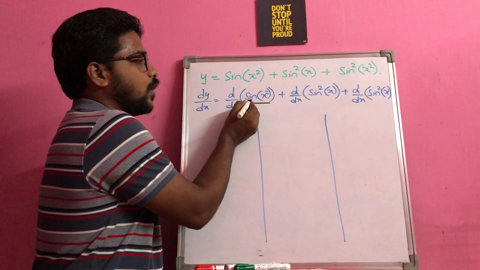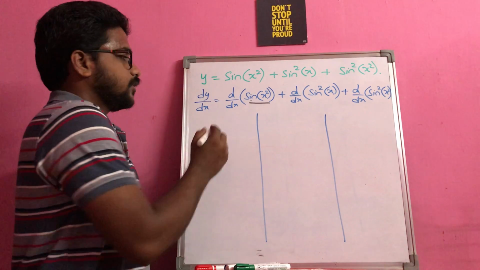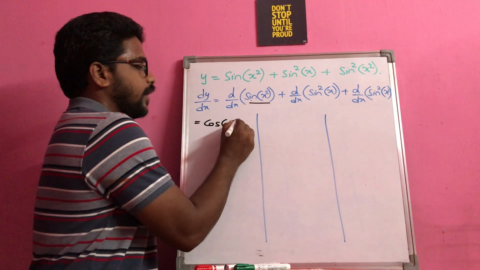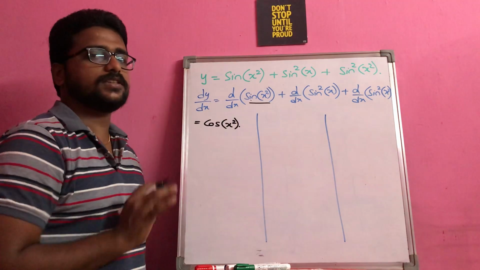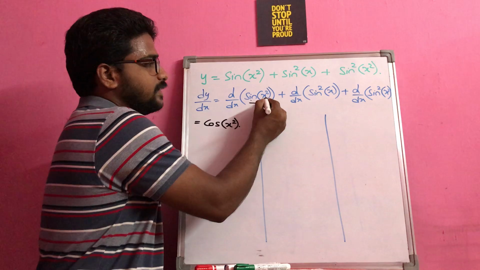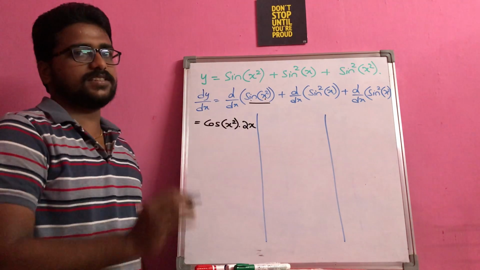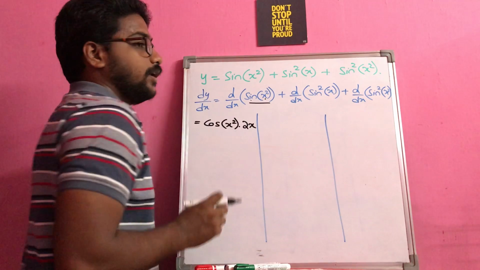You can see here outside you can see sine function. So if I apply differentiation, it will become cos of x square, because sine function differentiation is cos. But this is not x. Inner derivative for that will become 2x. This is done.